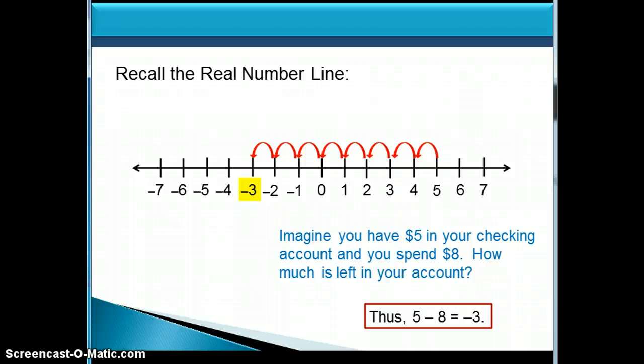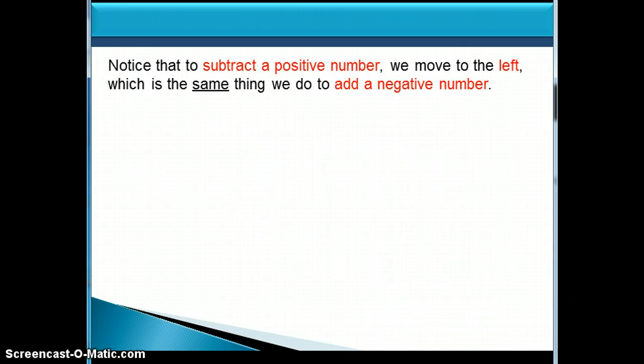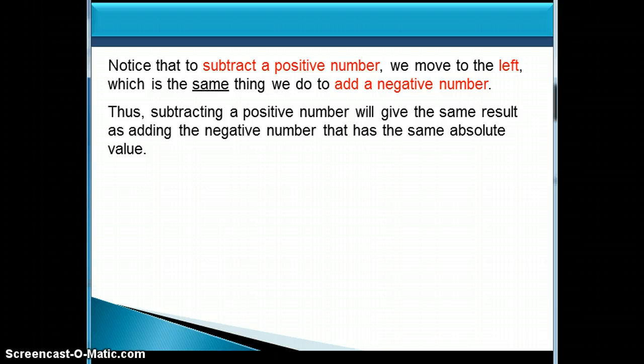So notice that when we used addition and we were adding a positive number, we would move to the right. But when we're subtracting a positive number, we do just the opposite and move to the left. So notice that to subtract a positive number, we move to the left, which is the same thing we do to add a negative number. Thus, subtracting a positive number will give the same result as adding the negative number that has the same absolute value.